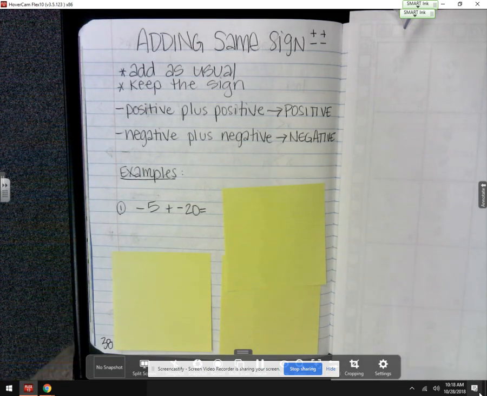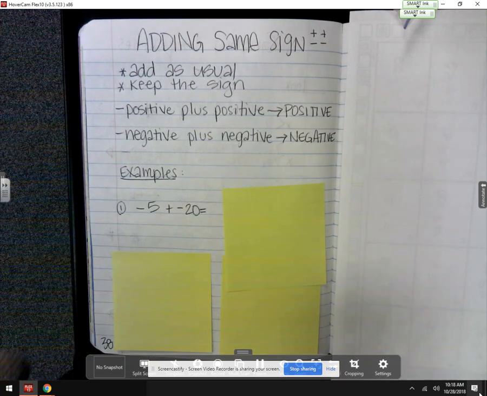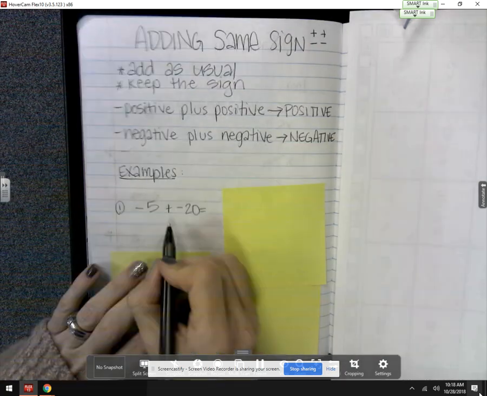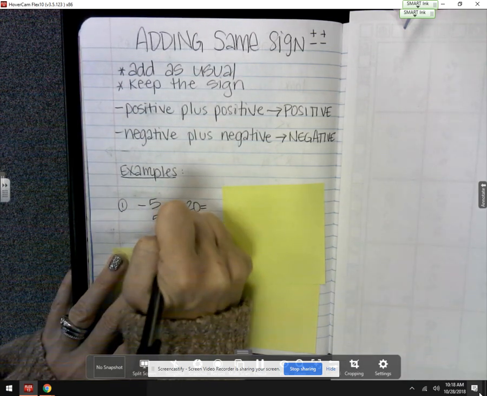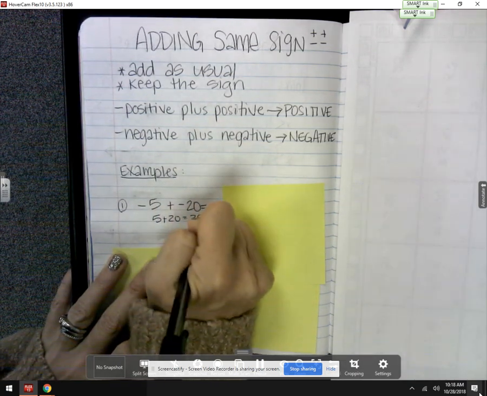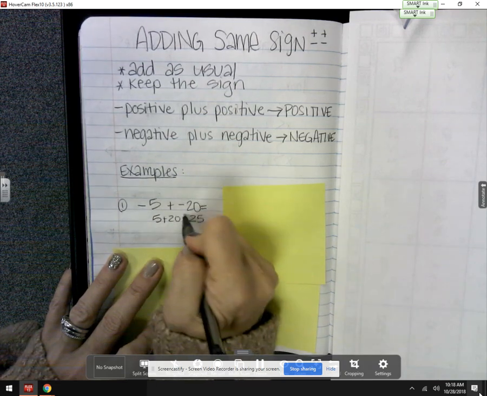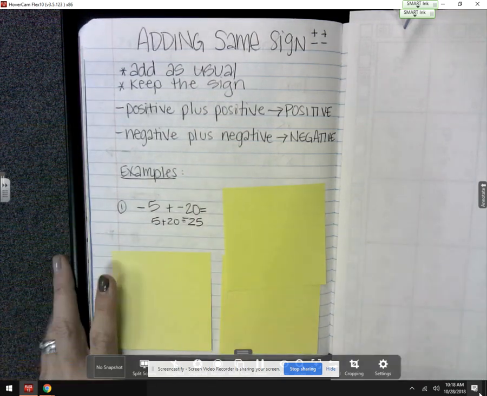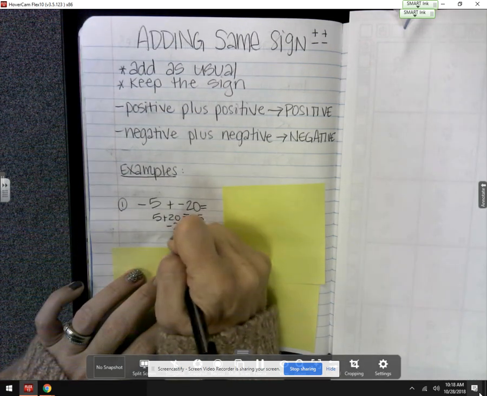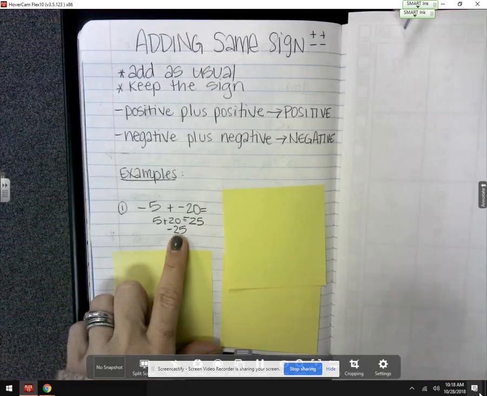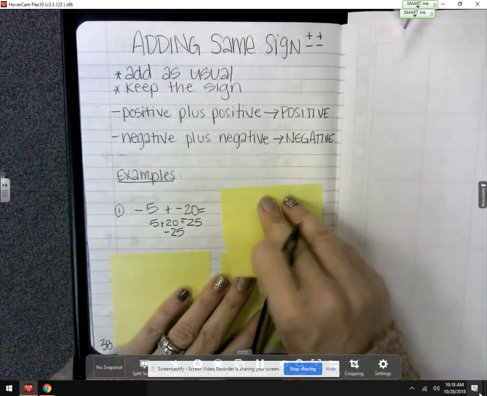So our first example is -5 plus -20. So I'm going to add them as usual. 5 plus 20 equals 25. And since they were both negative, my answer is going to be -25. Don't forget that negative sign. It's really, really important. In fact, I could even write it down below so that I can make sure my answer is pretty clearly stated.